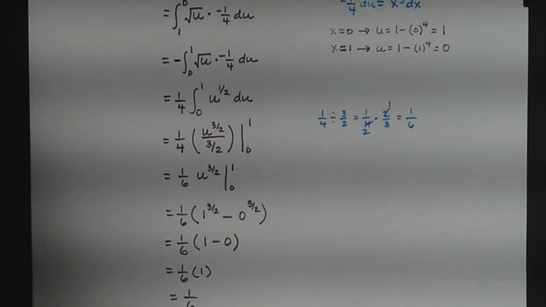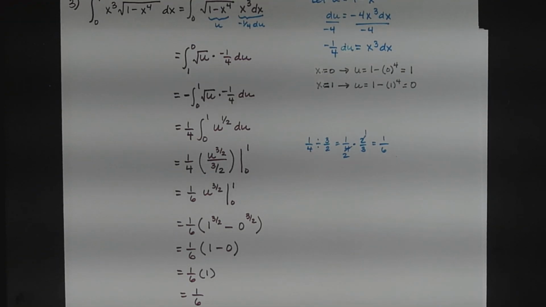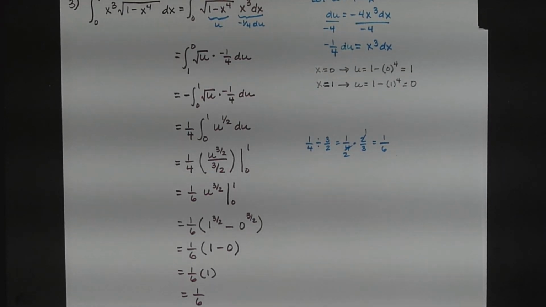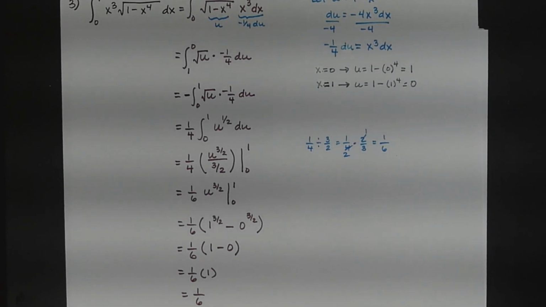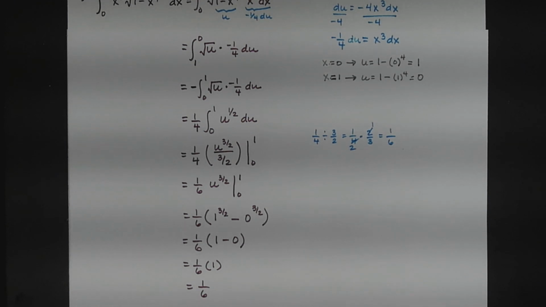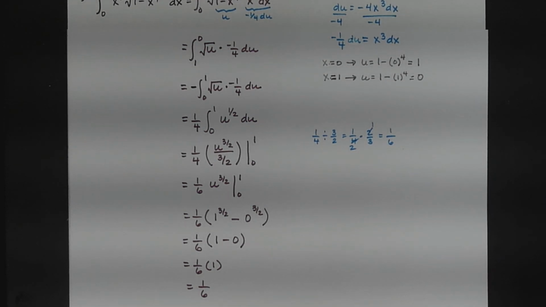So in this case here, that would be the integral from 0 to 1 of x cubed divided by the square root of 1 minus x to the 4th dx. And here I change my limits of integration to be in terms of u.